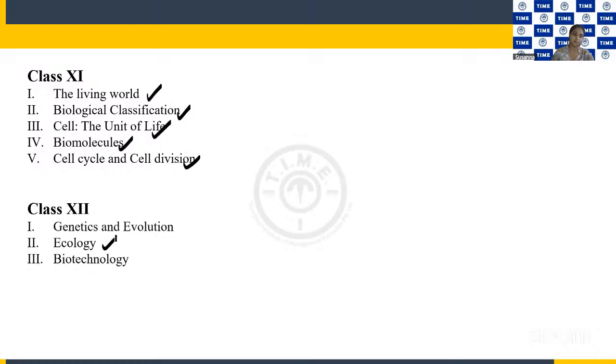Then ecology. You also have three chapters coming under ecology. You cannot categorize them into either botany or zoology; it's a general topic. The chapters are organisms and populations, ecosystem, and biodiversity and conservation. Then the last one is biotechnology, again a newer topic. Principles and processes involved in biotechnology and the applications of biotechnology: we have two chapters under this. Quite important, right? So we'll move on to the next slide.